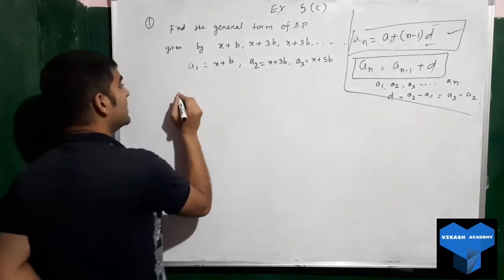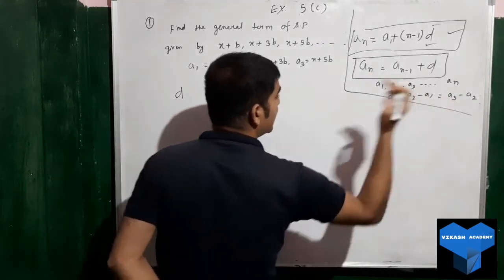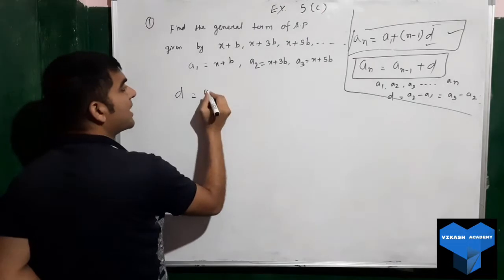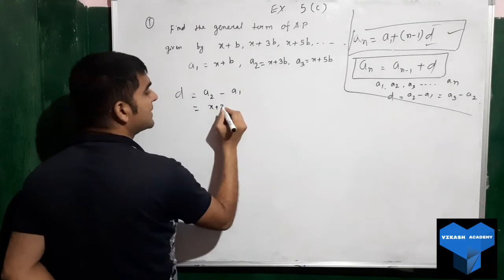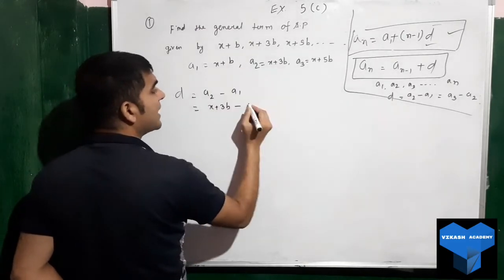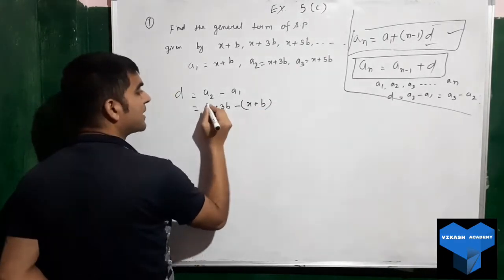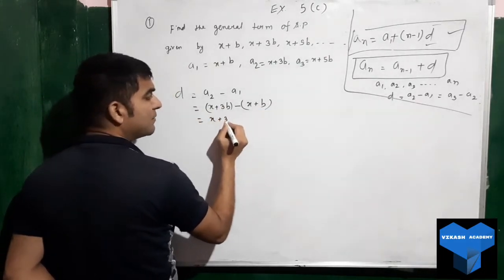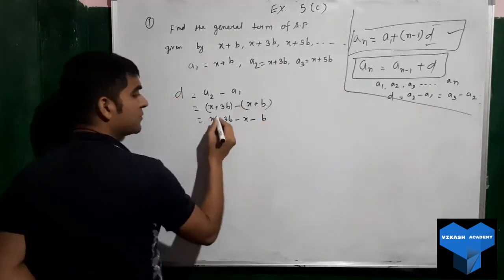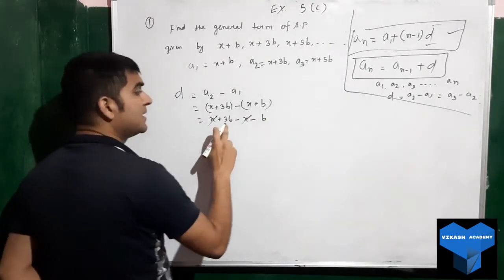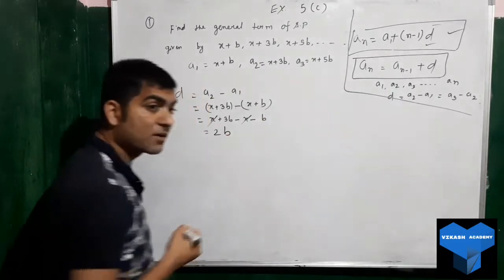So let us find out d. I will use the common difference formula, a2 minus a1 or a3 minus a2, anyone you can use. I will use a2 minus a1. So what we will get? x plus 3b, then minus, we will have (x plus b). I will put it in brackets. Or next step, x plus 3b will be same, minus into plus, minus x, minus into plus, minus b. So plus x, minus x cancel. 3b minus b will be what? 3 minus 1, 2. So you will get 2b.